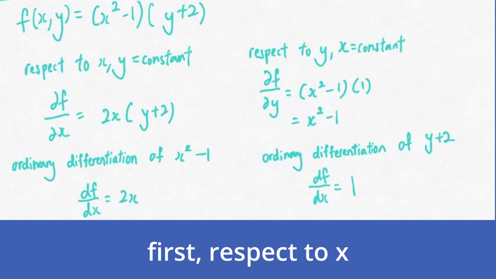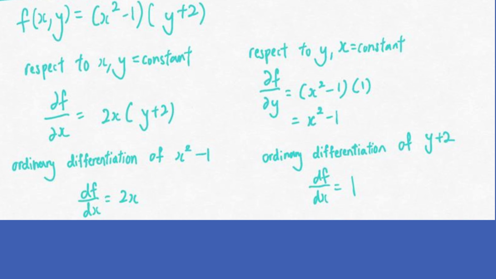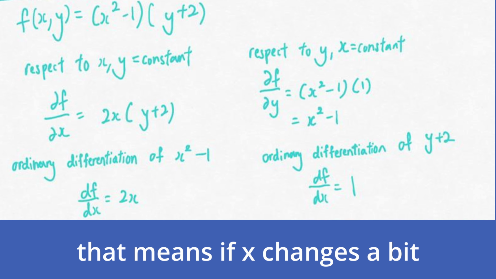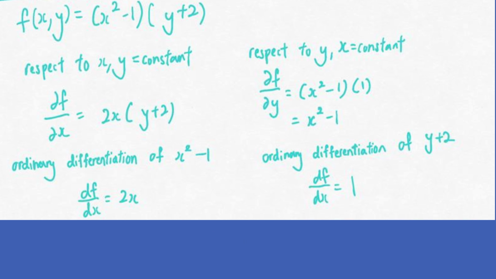First, with respect to x. Here, y plus 2 is constant, so we only differentiate x squared minus 1. That gives us df/dx equals 2x times (y plus 2). That means if x changes a bit, the slope of f depends on both x and the y value.